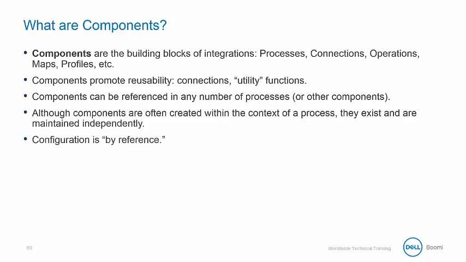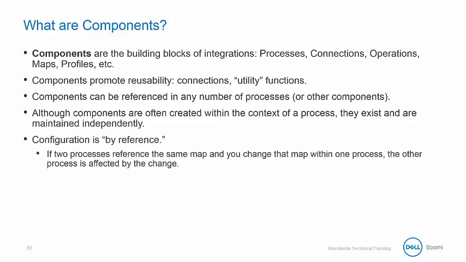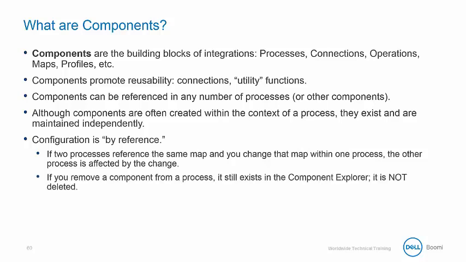Configuration is by reference. So if two processes reference the same map and you change the map in one process, the other process is affected by the change because they're both pointing to the common component. If you remove a component from a process, it still exists in the Component Explorer. It's not deleted. So even if the reference is broken, the actual component itself still exists.